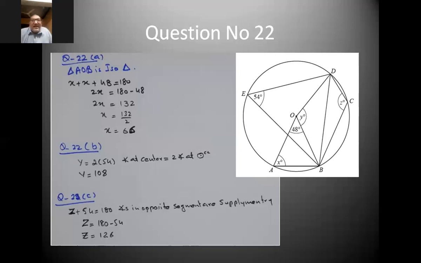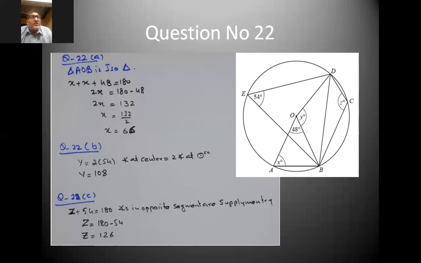So you will write Z plus 54 equals 180. Technically, we say angles in the opposite segments are supplementary. So Z plus 54 equals 180, Z equals 180 minus 54, and Z equals 126. Z angle will be 126. It's a cyclic quadrilateral, DCBE.